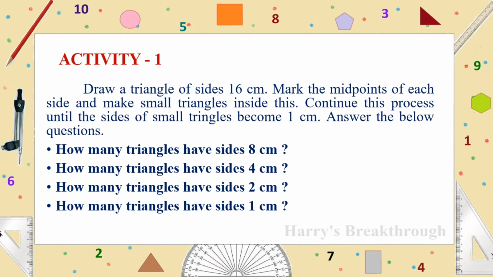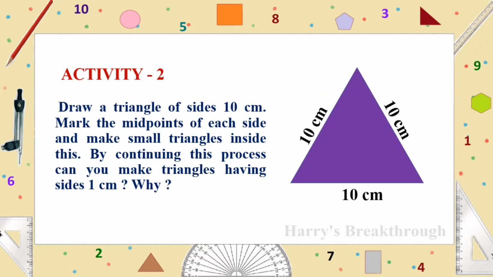So this is an activity for you. You have to do the same process, but we have done with the triangle of sides 8 centimeter. We have started our previous problem with the triangle of sides 8 centimeter. Now you try the same procedure or the same method for a triangle of sides 16 centimeter and continue this process up to 1 centimeter sides triangle. Then you have to answer these 4 questions. Okay, this is an activity for you.